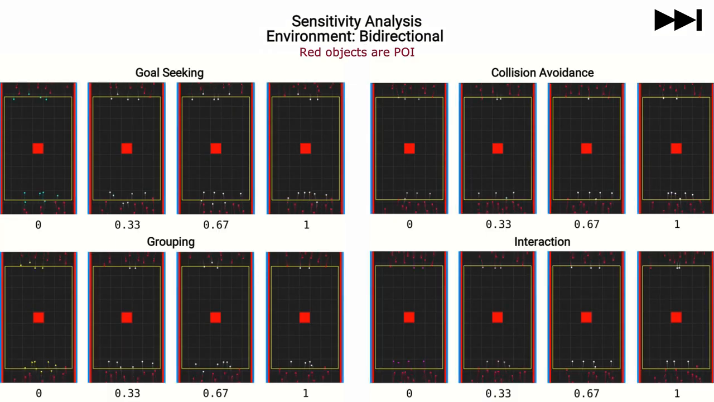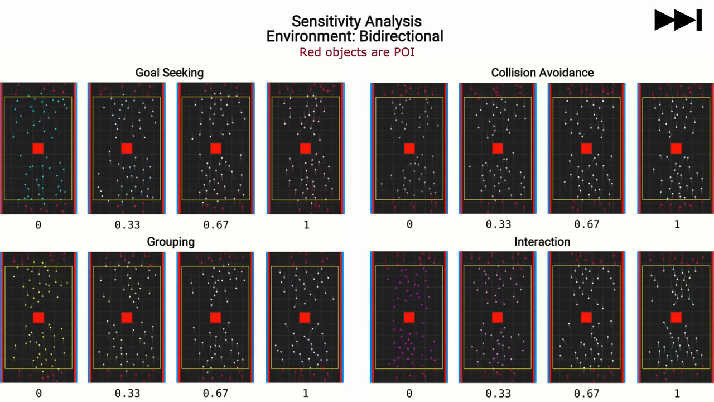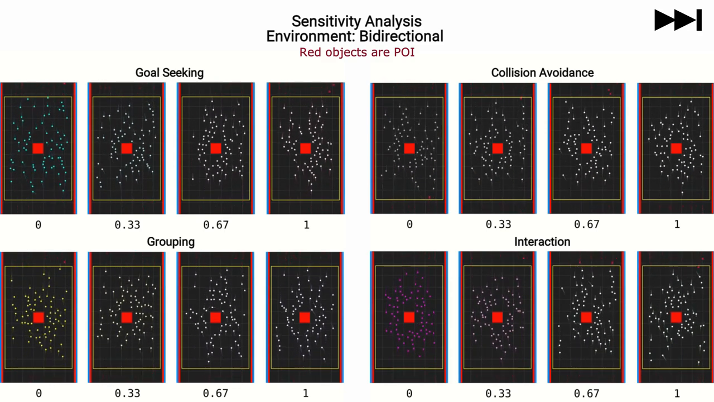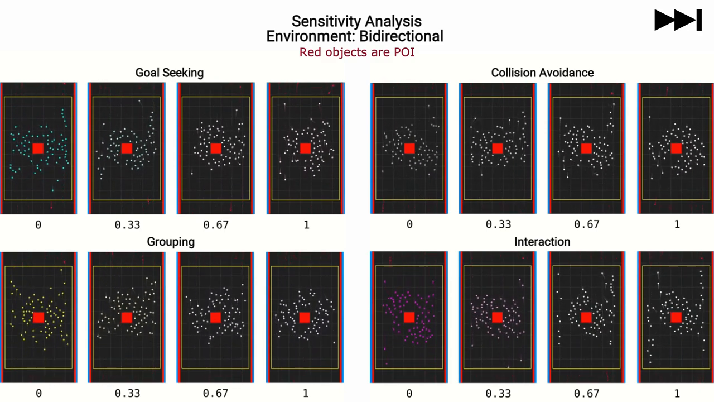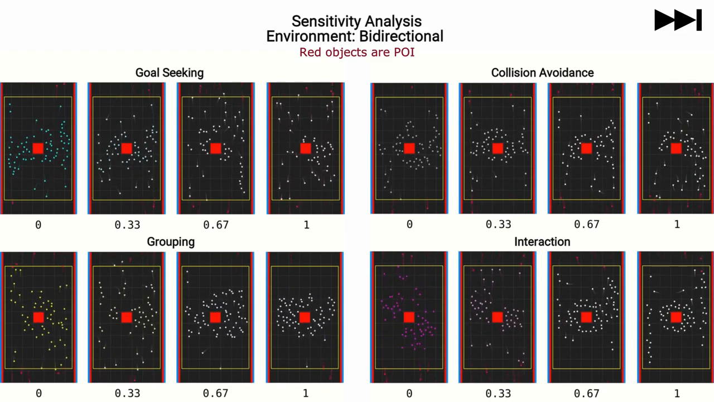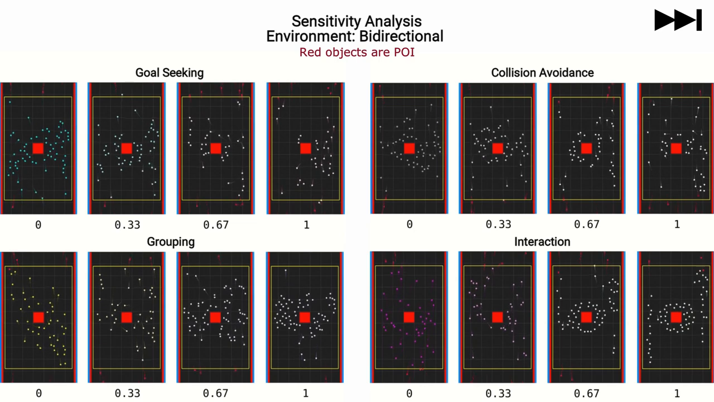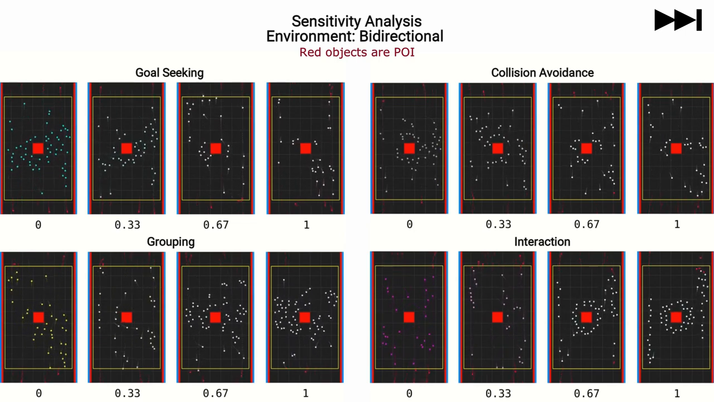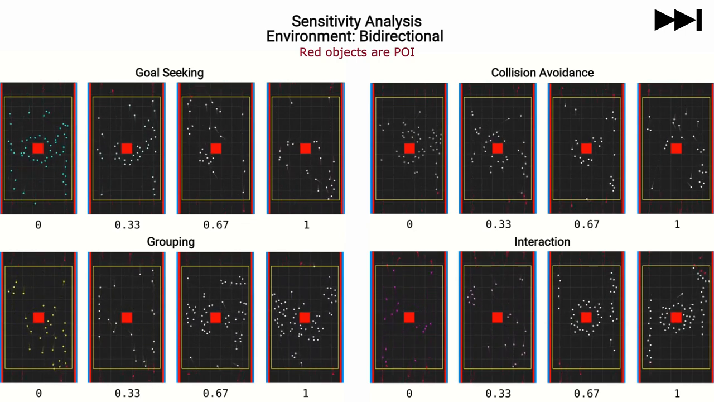Gradually increasing the weight of the different trained behaviors emphasizes the effect of each of them on the simulation, which we further analyze in the paper. The gradual increase of the weights results in more dominant pattern in the respective behaviors. We show that this is universal for all trained behaviors.